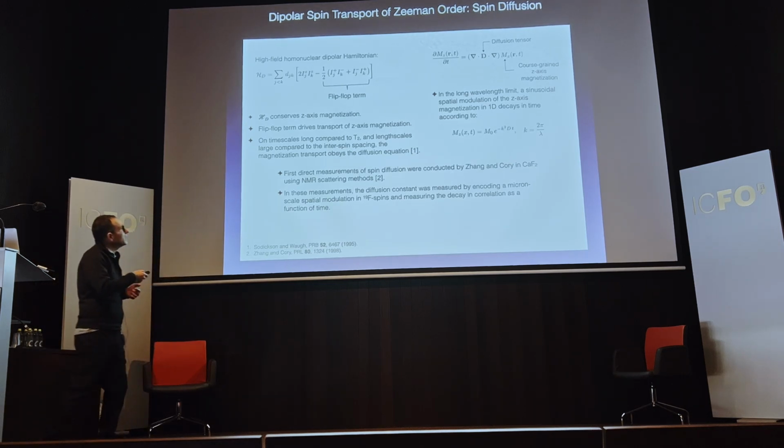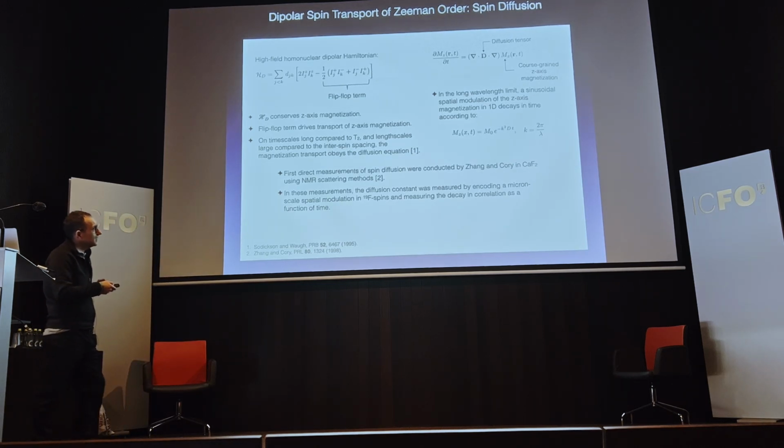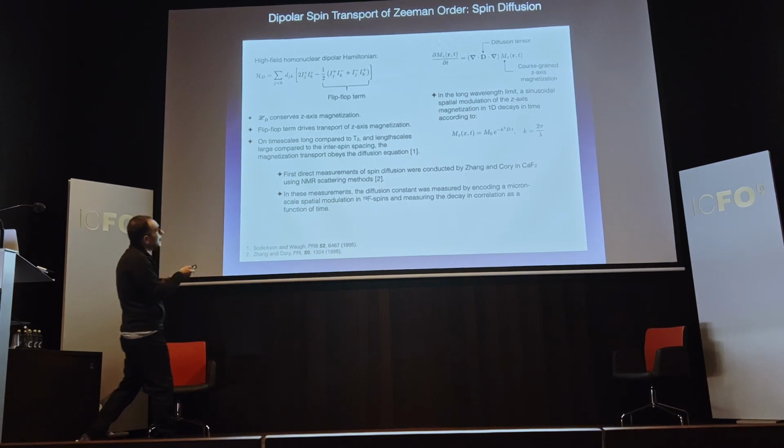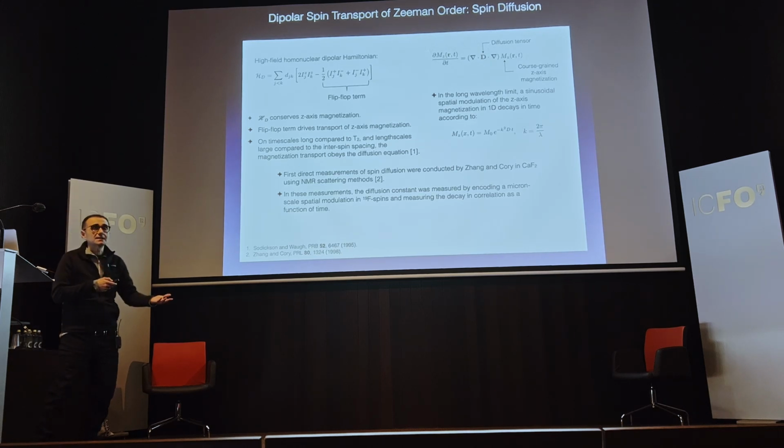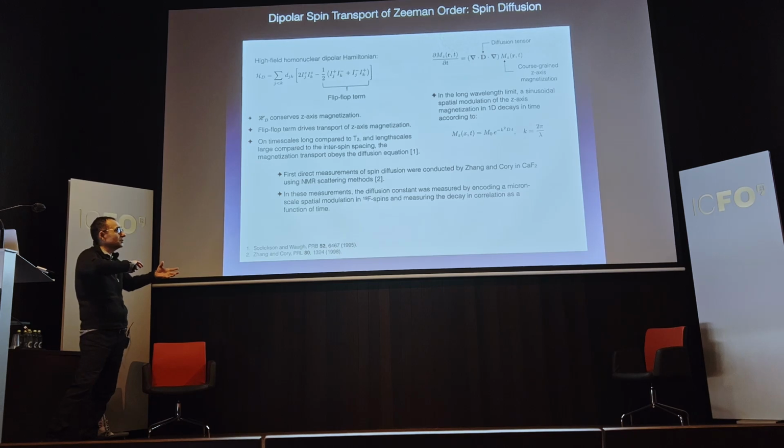And David Cory in the late 90s used this kind of scattering approach to look at spin diffusion in calcium fluoride, but on the micron scale. So what you do is you encode some helical texture, and then you let it diffuse, and then you unwind it. You do this encoding decoding thing that I showed you, and you see how much signal is left.